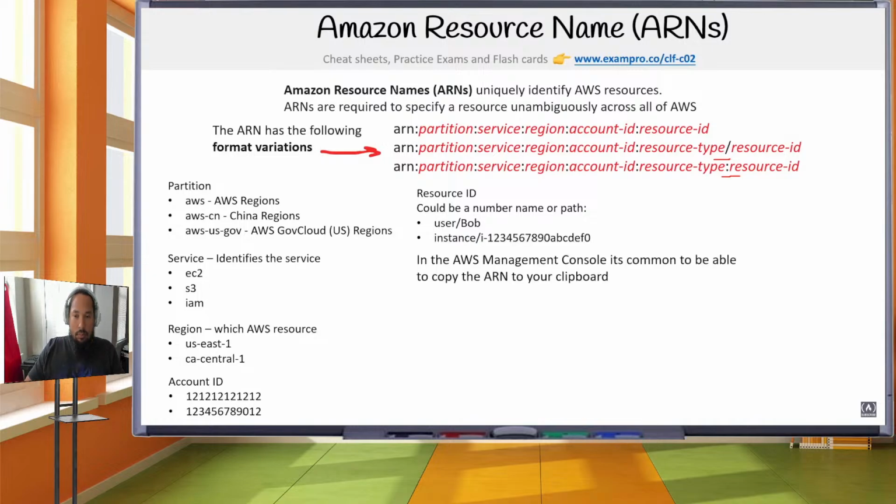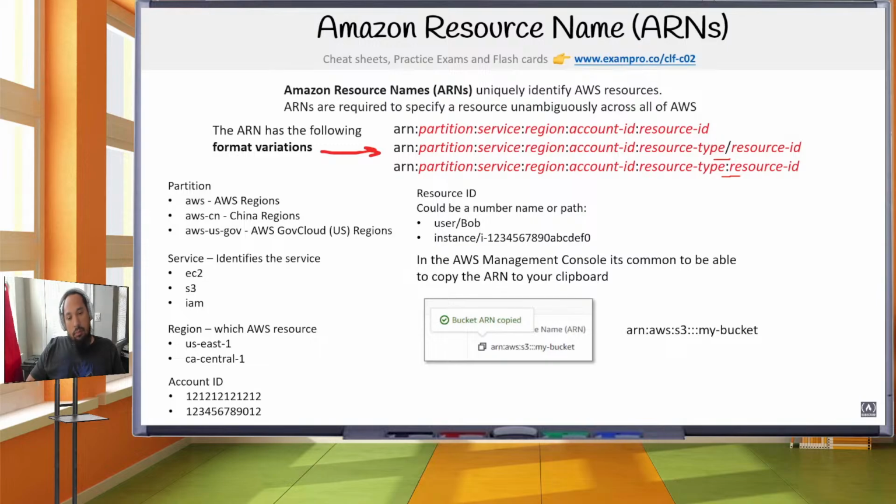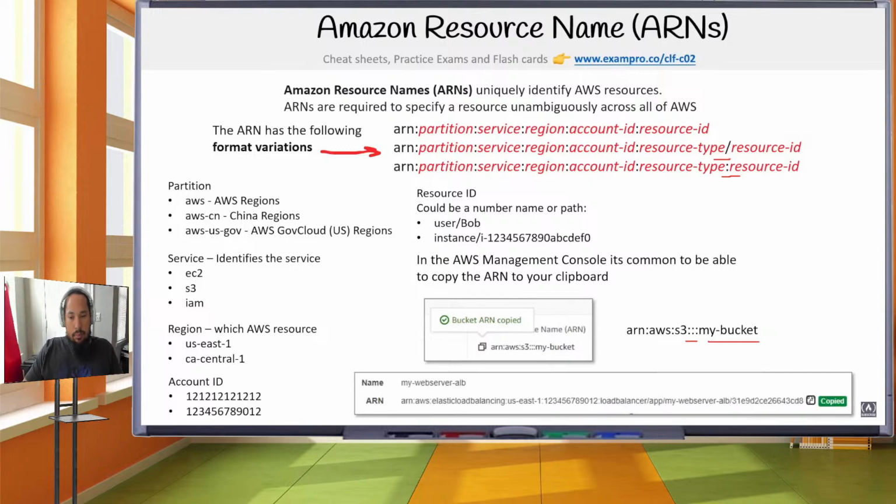Most of the ARNs are accessible via the AWS Management Console, and you can usually click the ARN to copy it to your clipboard. So here it is for an S3 bucket. Notice that it's a little bit different because it is a global service. There's no reason to specify the region or the account ID or anything else, like the resource type. Straight away we already know it's a bucket, so we can just say my-bucket. That one's really short, but in other cases it's really long. So here it is for a load balancer, and it has all the information there.